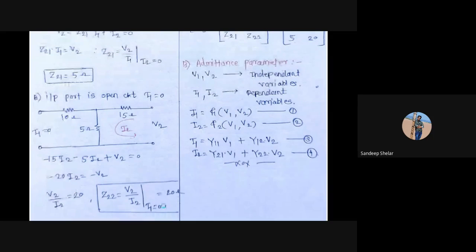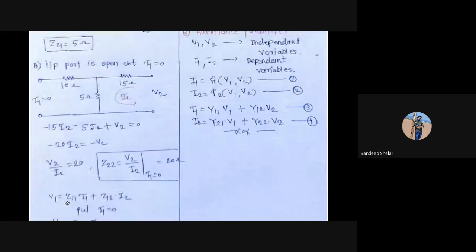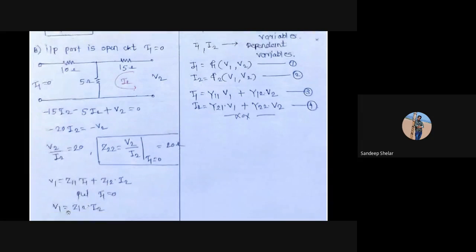Now also find out V1 is equal to Z11 I1 plus Z12 I2. Then put the value of I1 equal to 0 because the input port is open circuit. Then V1 is equal to Z12 into I2. Then Z12 is equal to V1 upon I2 with I1 equal to 0.